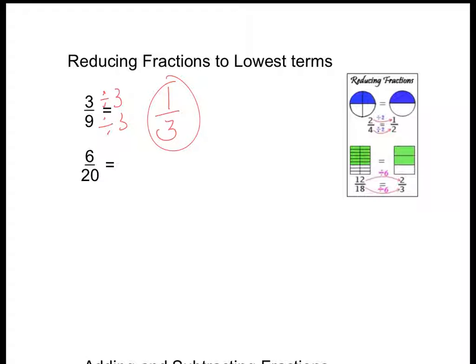Let's look at 6/20. I know that both of those numbers are even, so 2 goes into them for sure. So let's divide the top and the bottom by 2. 6 divided by 2 is 3. 20 divided by 2 is 10. 3 and 10 do not have any common factors, so 3/10 is in lowest terms. Anytime I'm working with fractions, I always want to check my work and I want to make sure I put my answer in lowest terms, unless I've been instructed otherwise.